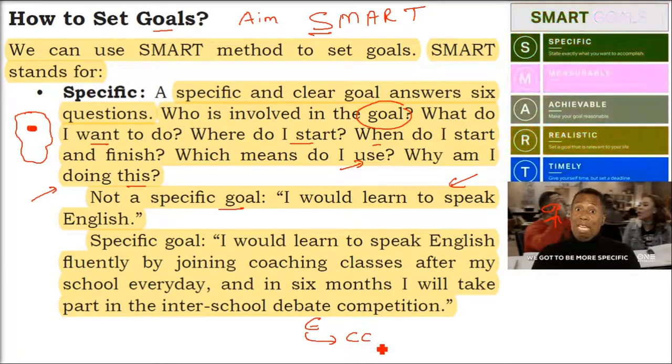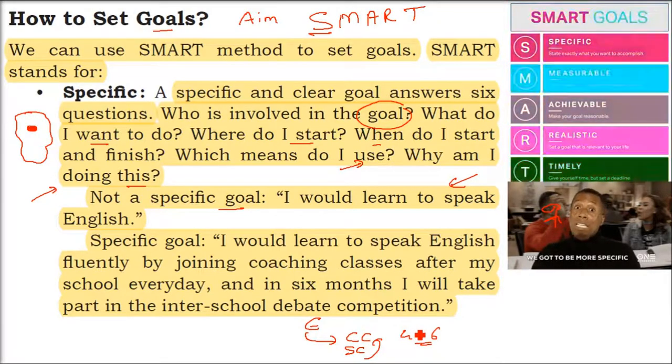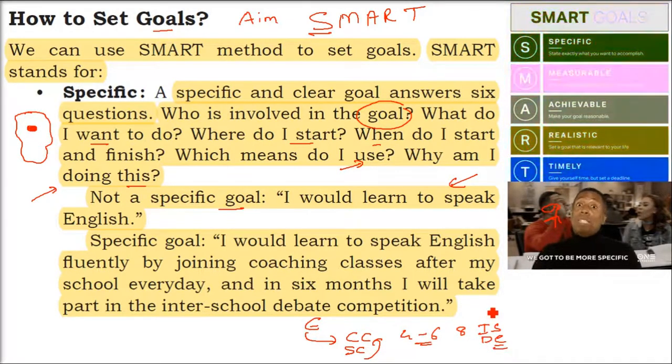In order to learn English fluently, you have to join certain classes or take tuition, some coaching classes, and you have to do it after school or before school, every day or some days in a week. Then you will be completing this course in say 4 months, 6 months, or 8 months. And then after 8 or 10 months, you have an inter-school debate competition. So I want to participate and I would like to get a position there.